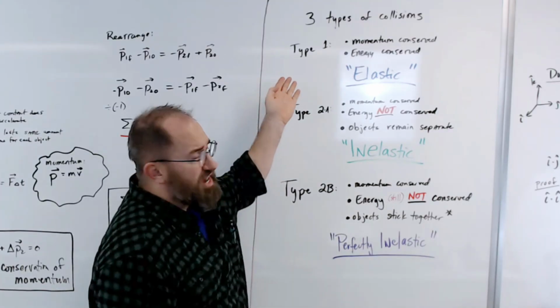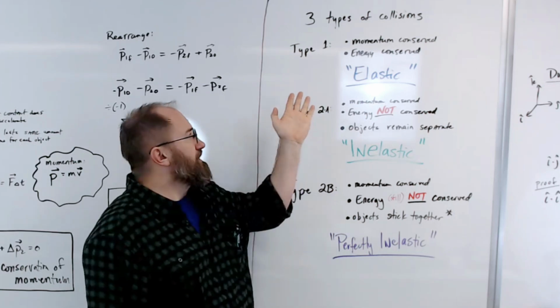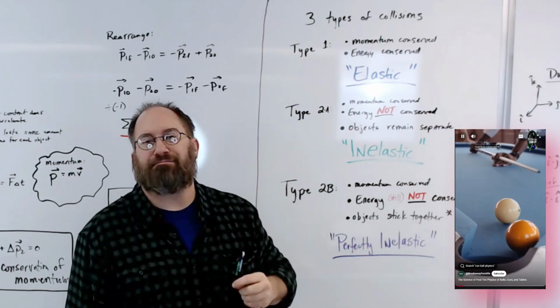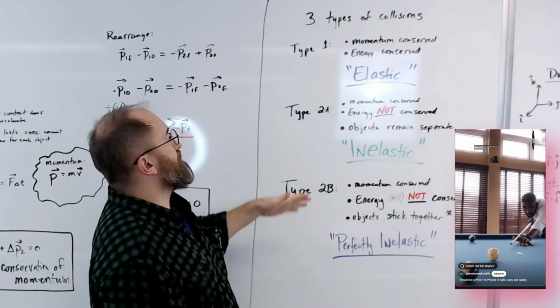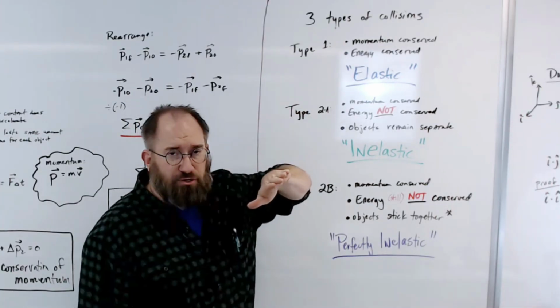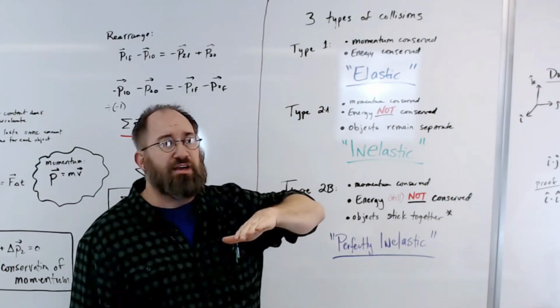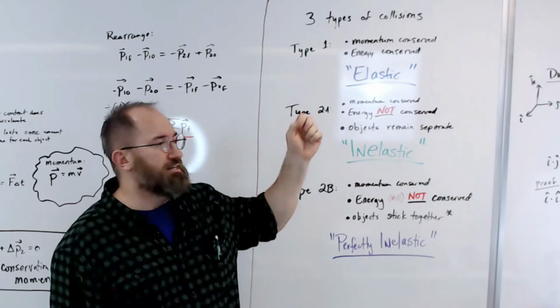Here we have a type 1 of collision, a very simple collision. This is your billiard ball collision. The cue ball hits the 8-ball corner pocket, whatever. The momentum is conserved when those cue balls clack into each other. Energy is also conserved. We refer to that as an elastic collision.